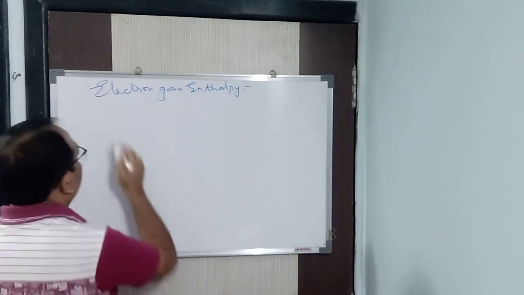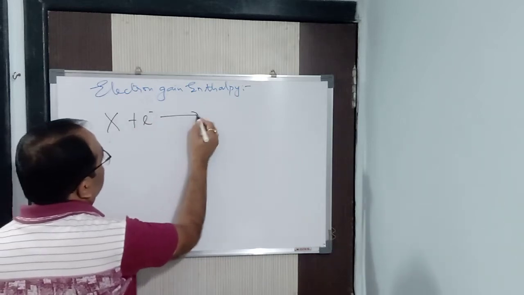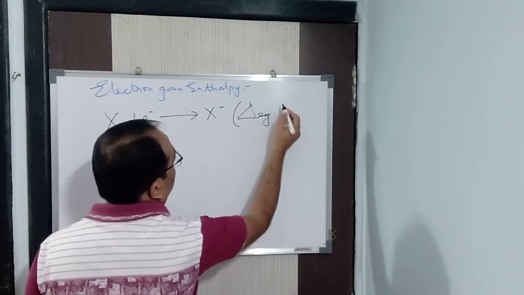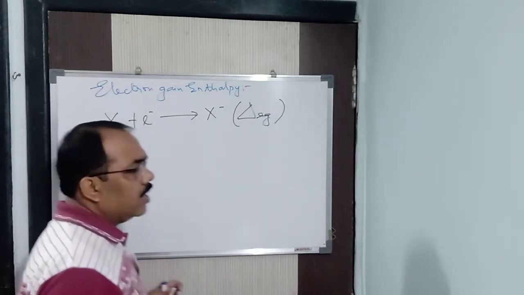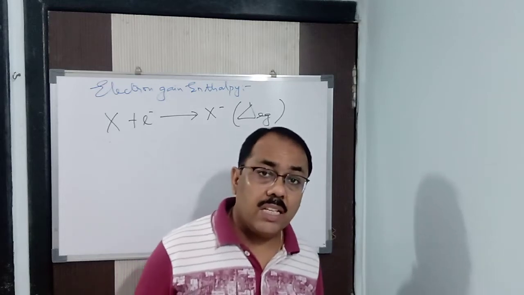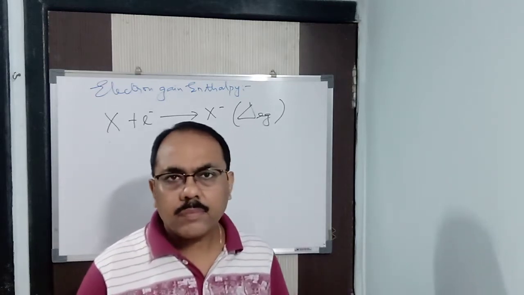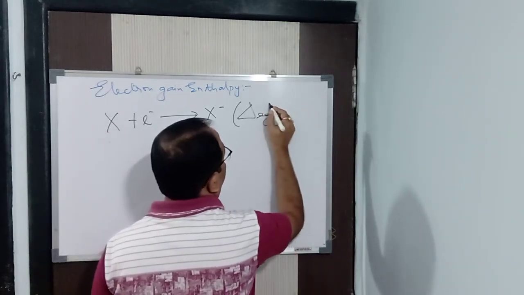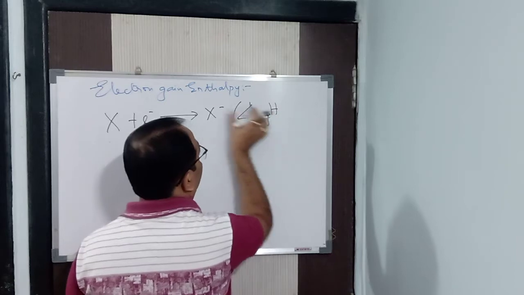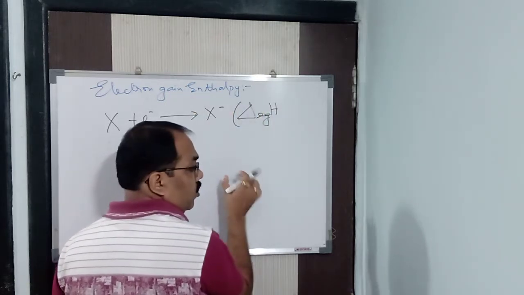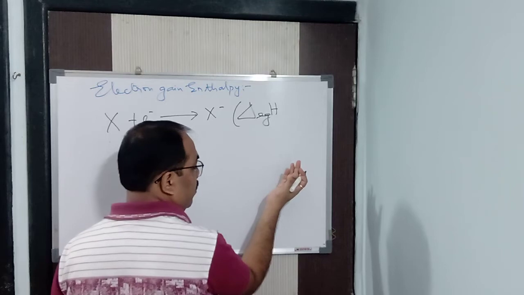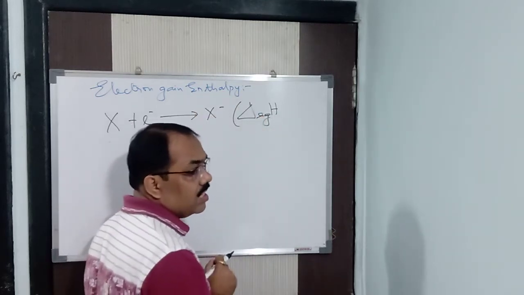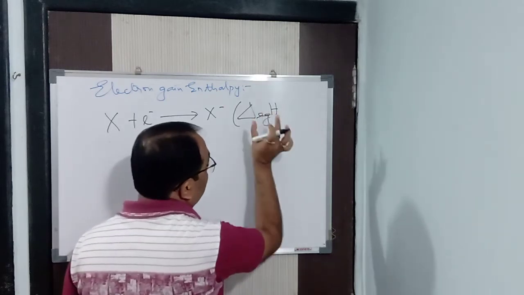For example, in general, X plus e minus gives X minus. This is known as delta Eg. Delta Eg is the symbol used for electron gain enthalpy. In certain books you can also write it as delta EgH, because enthalpy means heat. You'll be studying in class 11 that heat calculated at constant pressure is called enthalpy, so it is simply known as heat.